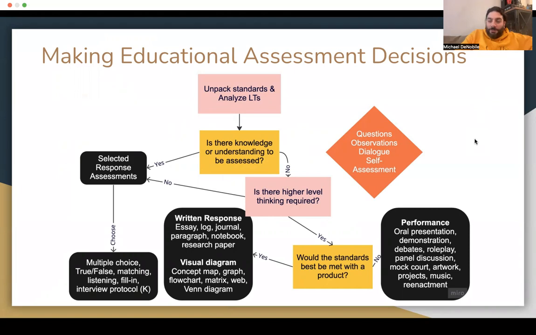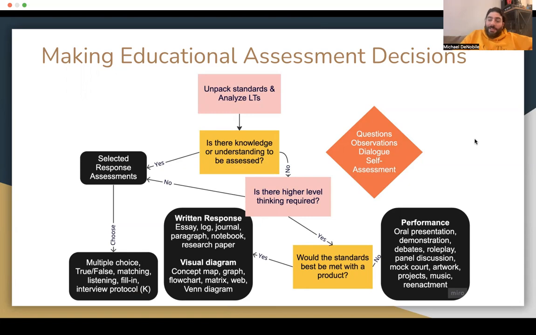We always start with knowing who our students are and understanding what their needs are in relationship to the standards. And then once we know that, we unpack the standards and we analyze our learning targets. Then, in the nitty gritty, day to day, in the trenches of building our lessons, we ask ourselves these questions.